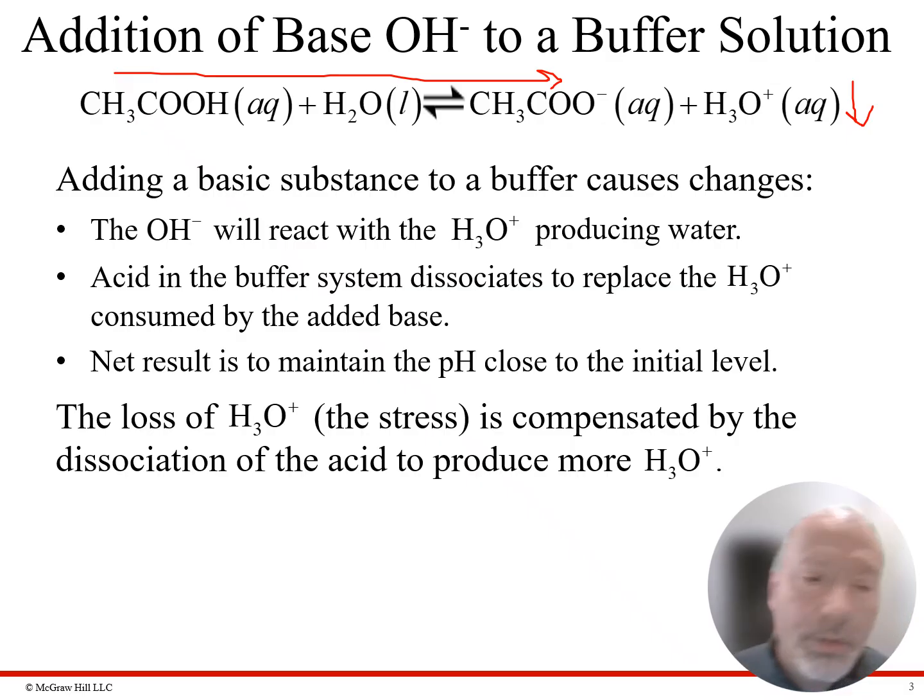So the loss of H3O, which is a stress, is compensated by the dissociation of the acid on the reactant side to produce more hydronium cation, and of course, more acetate as well. So if you take out H3O, you're going to shift the reaction to compensate for that. You're going to shift it to the right, to the product side.